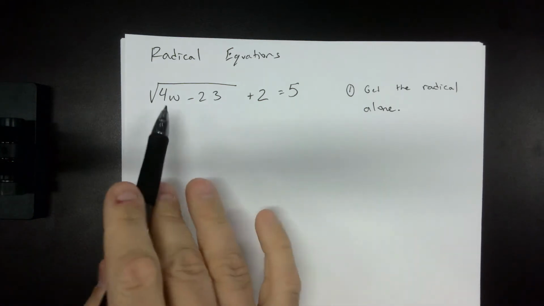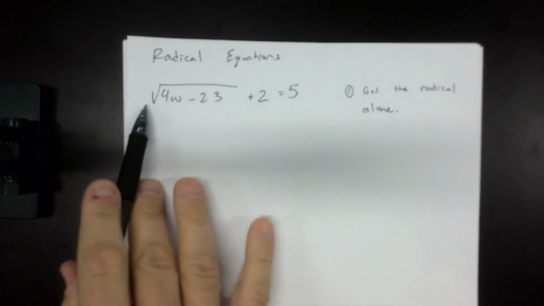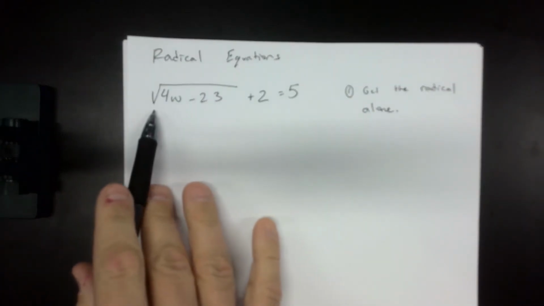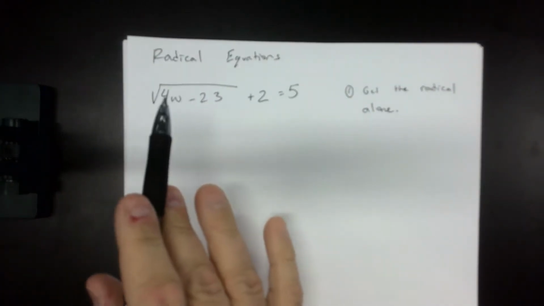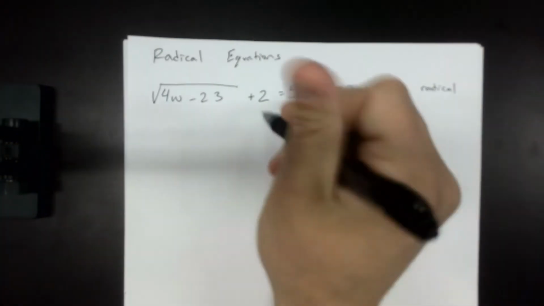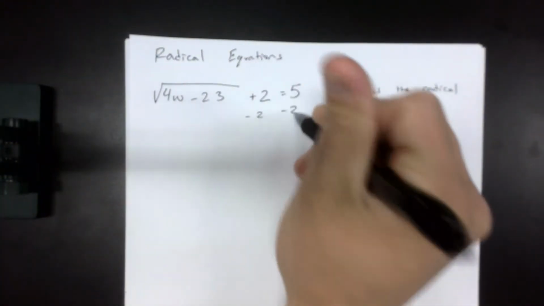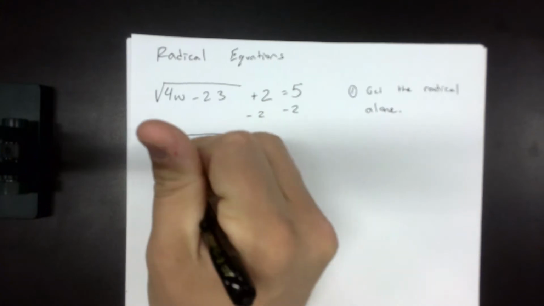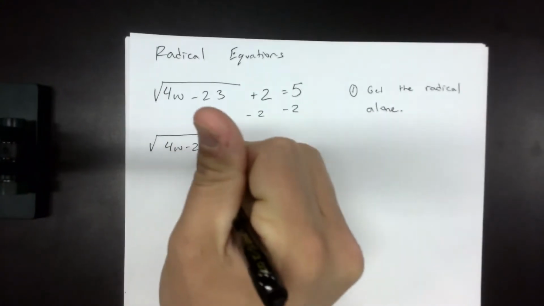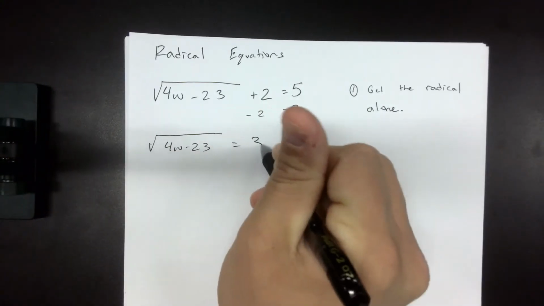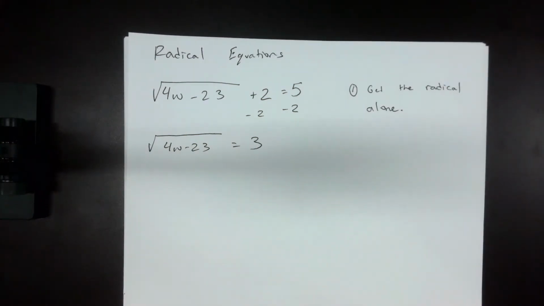Okay, we have to get the radical alone. Could someone raise their hand and tell me how I can get the radical alone here? What would I have to do? I got to get rid of the 2. How do I get rid of it? Yeah, so basically you're just going to subtract 2 to both sides, and we're going to be left with the square root of 4w minus 23 equals 3. So that's step number 1.